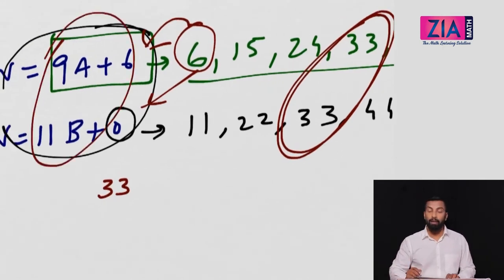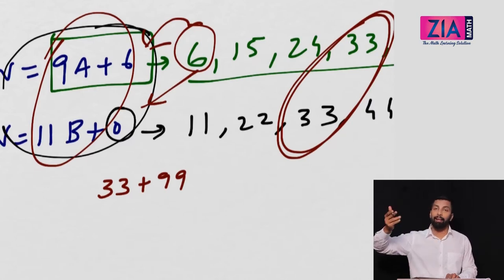What will be the next number? For that you need to add the LCM of 9 and 11, that is 99. So you add 99, you get the next number. Again add 99, you get the next number.